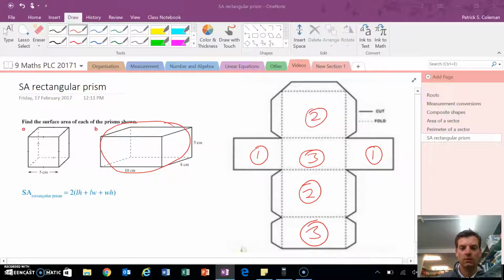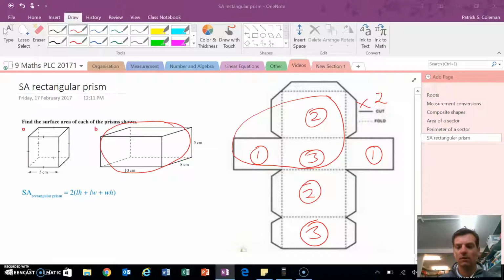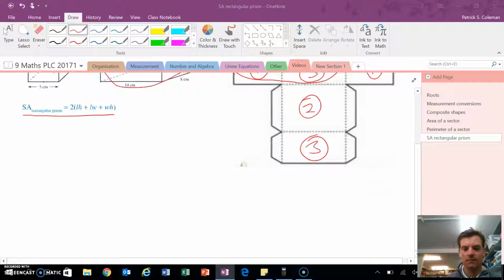So essentially what we're going to do to find the surface area is find the area of the combined total of those three shapes and times it by 2. So following that logic, here's our formula that we're going to use. Now we're just going to apply the same formula to a square prism as well, so that we're just using the one formula every time we go and do this. So let's have a go.